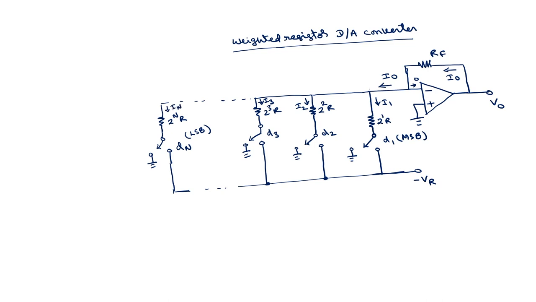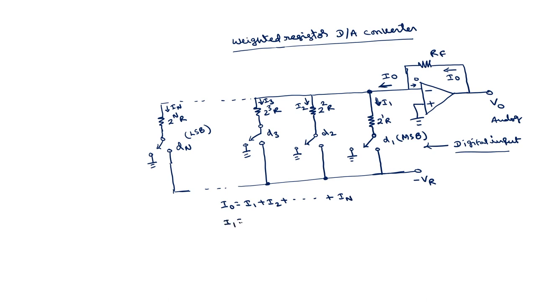Now we can derive the expression for the output of this D2A converter, which is the analog signal. The inputs here are the digital inputs. At this node, if I consider the currents leaving, this is I1, this is I2, this is I3. The only current entering is I0, the remaining currents I1, I2, I3, and so on up to IN are leaving. So I0 is equal to I1 plus I2 plus so on up to IN.